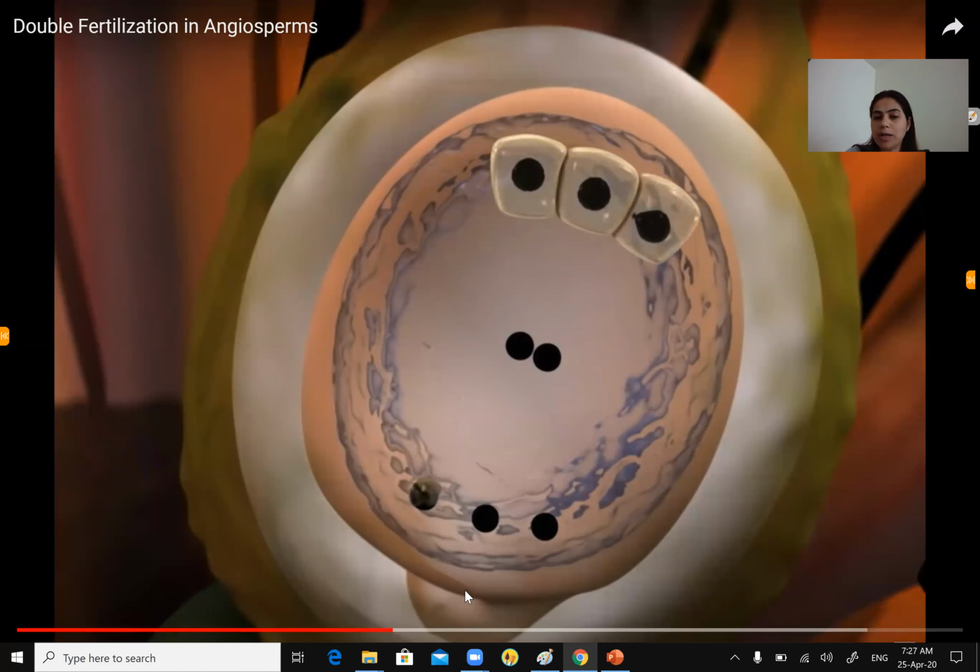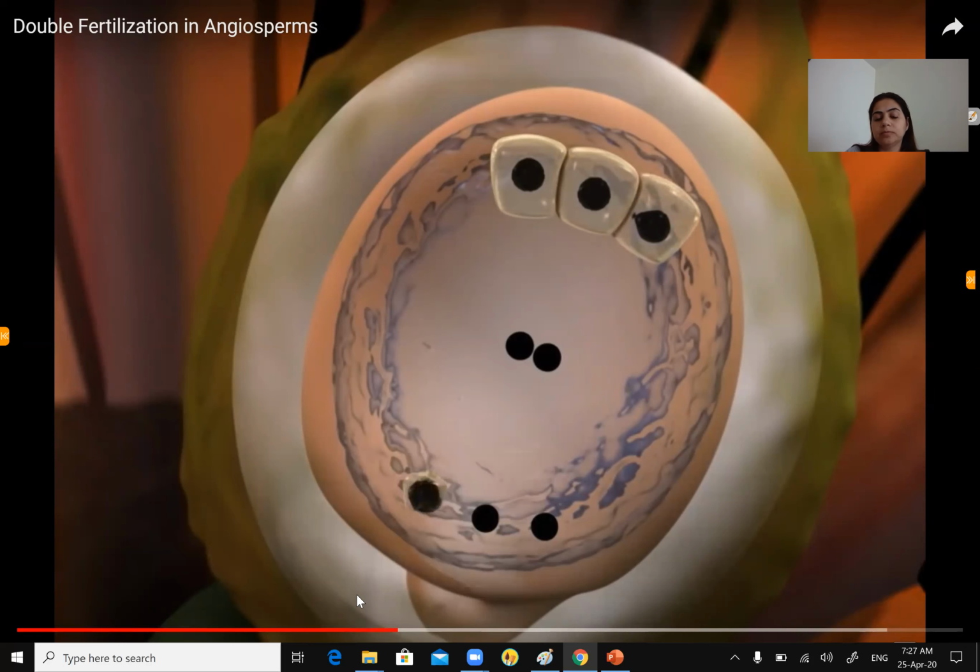Where is the micropyle? As he mentioned, it is the opening of the ovule. Here we have one ovule. So this is the opening of the ovule. It is called micropyle. So three cells will form opposite to the micropyle.